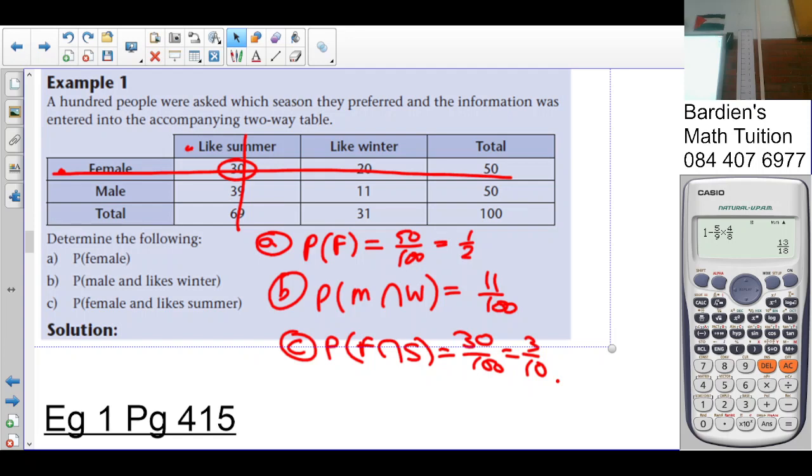Okay, normally we write it in decimal if you like. This is going to be 0.3 or 0.11 or 0.5. Or in percentage, it doesn't really matter. However, if that is your probability fraction, please simplify. Otherwise, of course, you lose some marks.